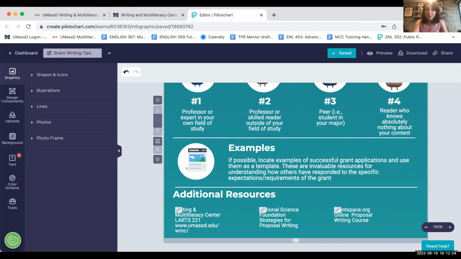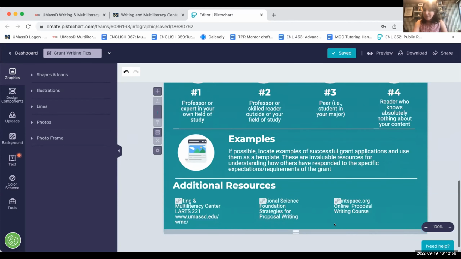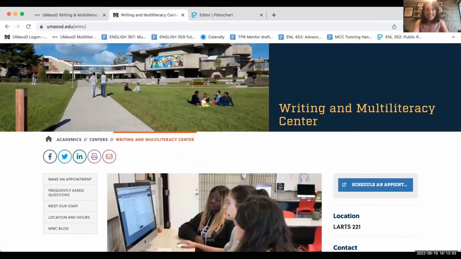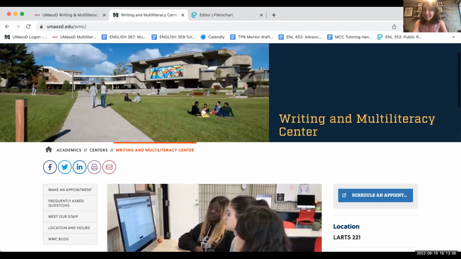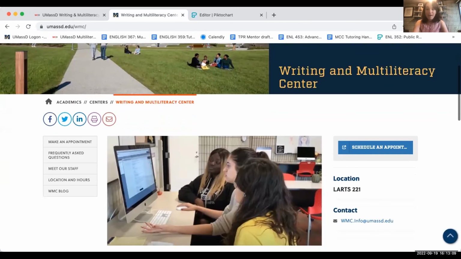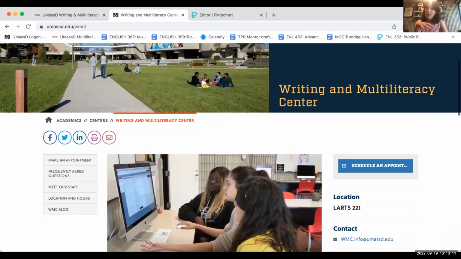So for additional resources, I have a couple links there. They should work, but the one that of course I want to talk about is the Writing and Multiliteracy Center. If you just Google UMass DWMC, this is our website. It should come right up. You can also log in if you are on the main UMass D login page and go to academics. The Writing and Multiliteracy Center is under academics as well. So some people prefer to log in using that page.